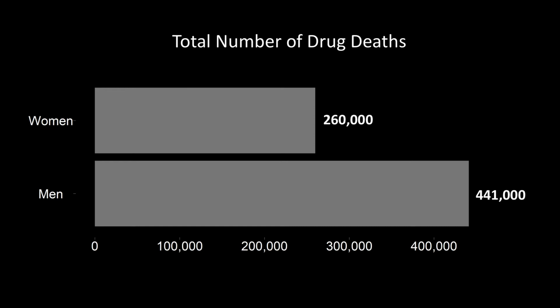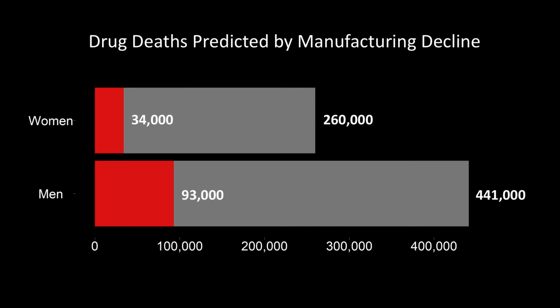So based on my estimated models, what we see is that this economic restructuring does indeed help explain some of the spatial spread of drug overdose mortality. The findings here suggest that manufacturing decline predicts about 34,000 of all overdose deaths for women and 93,000 of all overdose deaths for men between this 1999 to 2017 time period. This is equivalent to about 13% of all drug deaths for women and about 22% of all drug deaths for men.